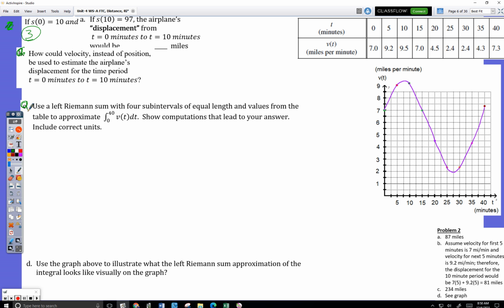It says use a left Riemann sum of 4 subintervals of equal length and values from the table to approximate. This is an integral, right here. We just talked about integration, that's an integral. Here's how you spell it, just how it sounds. Integral is the thing, integration is the process.